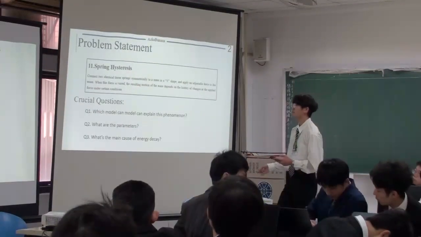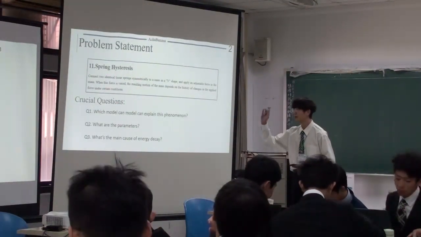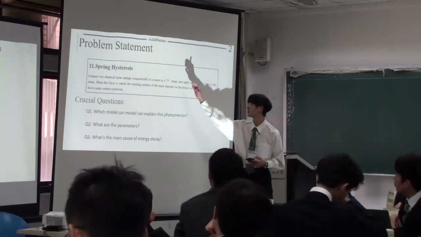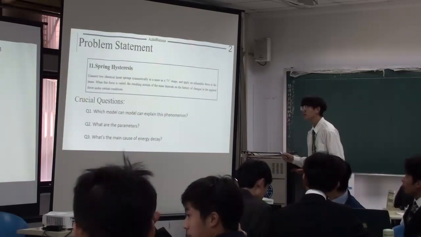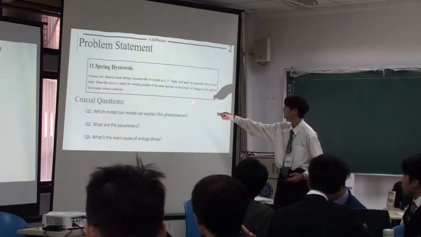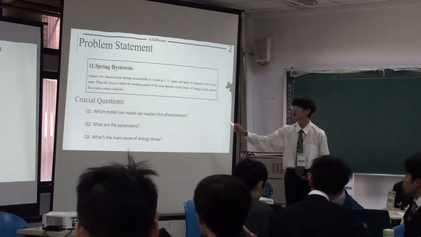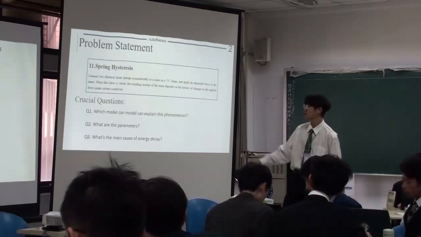This is the problem statement. The spring categories. We have connected two identical linear springs symmetrically to a base in a V shape and applied an adjustable force to the mass. When this force is varied, the resource of motion of the mass depends on the history of change in the applied force under certain conditions. Therefore, three crucial questions arise.